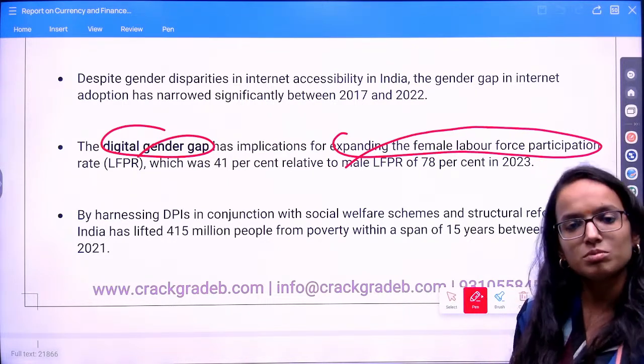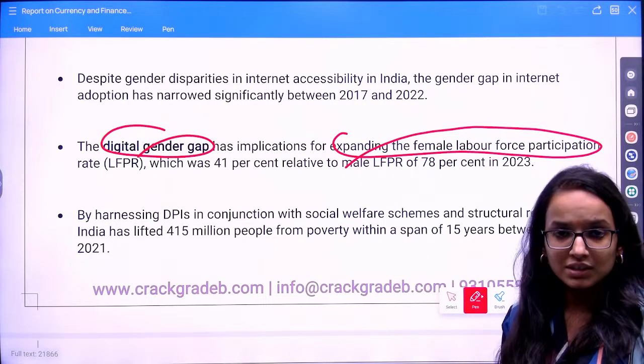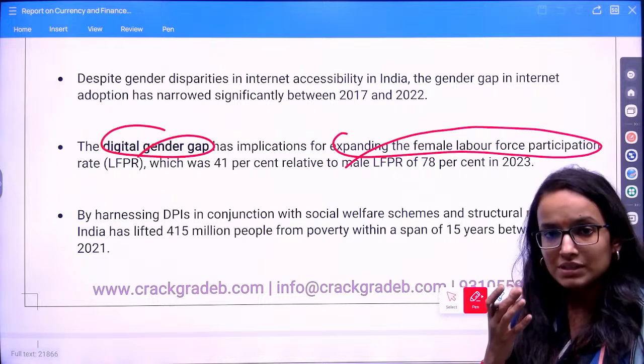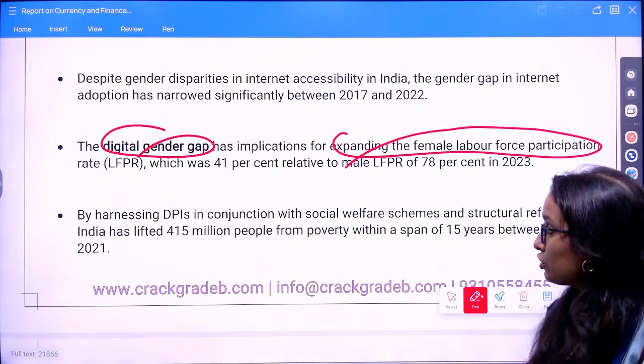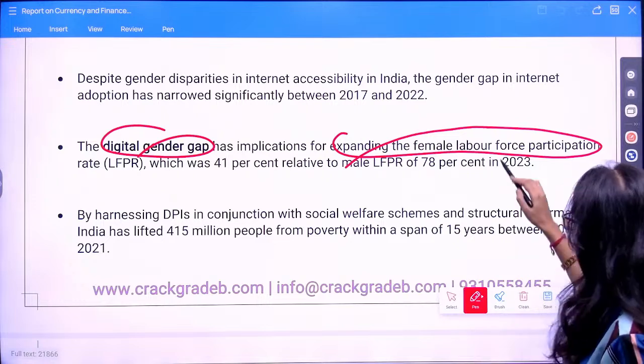What are all these concepts? We have discussed that. Labor force participation rate basically tells you what percentage of your working age population is employed or seeking work, right? So it has implications. So it will reduce their female LFPR.